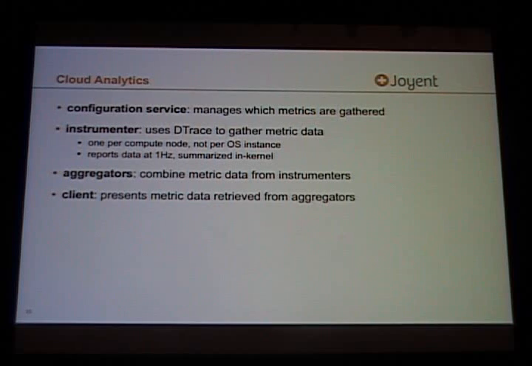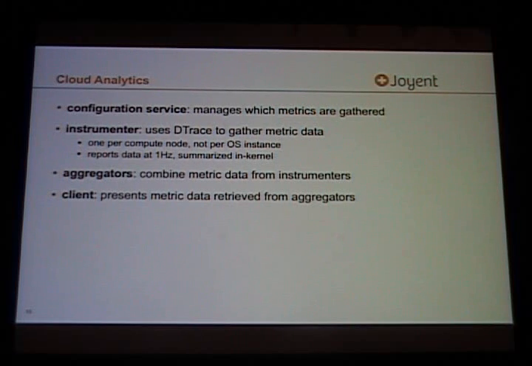Then we have a component called an instrumenter. An instrumenter lives on each of the compute nodes in our cloud. Those are all the nodes running customer instances. It uses DTrace to gather whatever metrics data that it's been instructed to gather from the configuration service. There's one of these instrumenters per compute node, again, not per virtual OS instance.